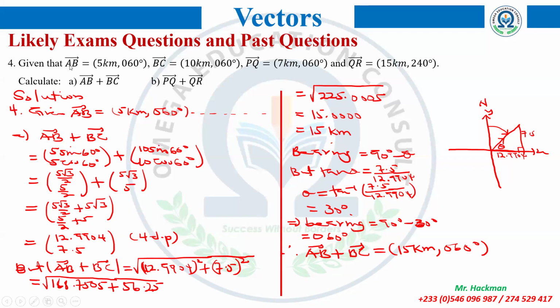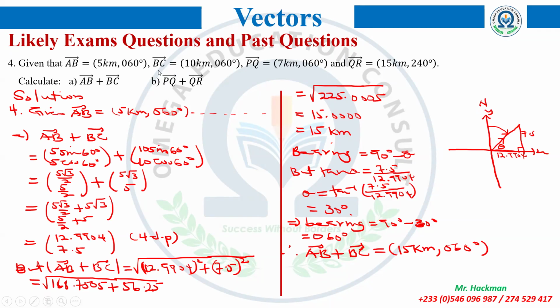So if I add AB and PQ vectors, my result will be, I will sum the distances. So it will be 5 plus 7, which will give us 12. So I will get 12 km, comma, then the bearing of the resultant will also be the same, which is 060. So if you go through this approach, that's where you will land anyway.